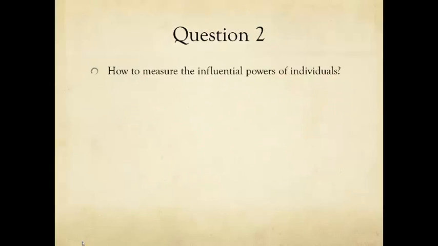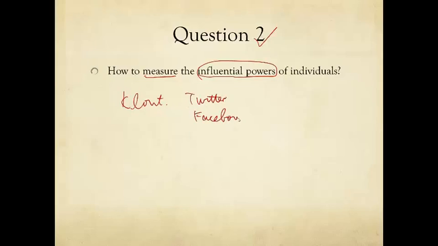There's another question that is being addressed by a variety of companies. That is, how do I measure the influence power of individuals? For example, companies like Klout compute what it calls the Klout score. It combines your influential power on platforms such as Twitter, Facebook, and other kinds of blogs into a numerical score. Now, how do they measure that? There are a variety of possibilities.